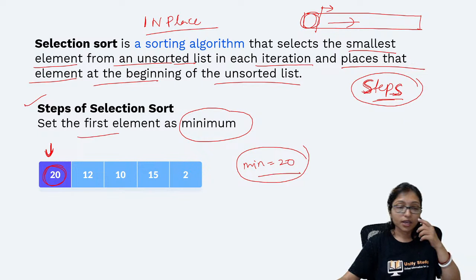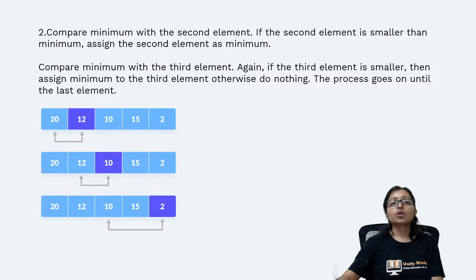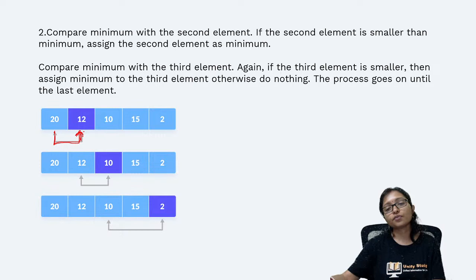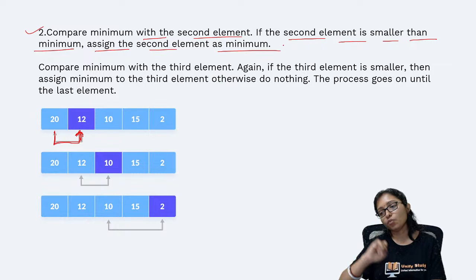So what will we do here? 20 is my minimum. Now we will start the comparison. How will the comparison start? 20 will be compared with 12. Is it less than or greater than? Compare the minimum with the next element. If the second element is smaller than the minimum, assign the second one as the minimum.